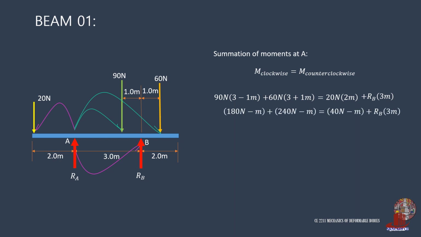Simplify each term to have 180 newton meters for 90 times 2, then 240 newton meters for 60 times 3 plus 1. The other side has 40 newton meters plus 3 R sub B. Isolate R sub B to group 420 minus 40 newton meters. Divide everything by 3 meters and have the reaction at B as 126.67 newtons.